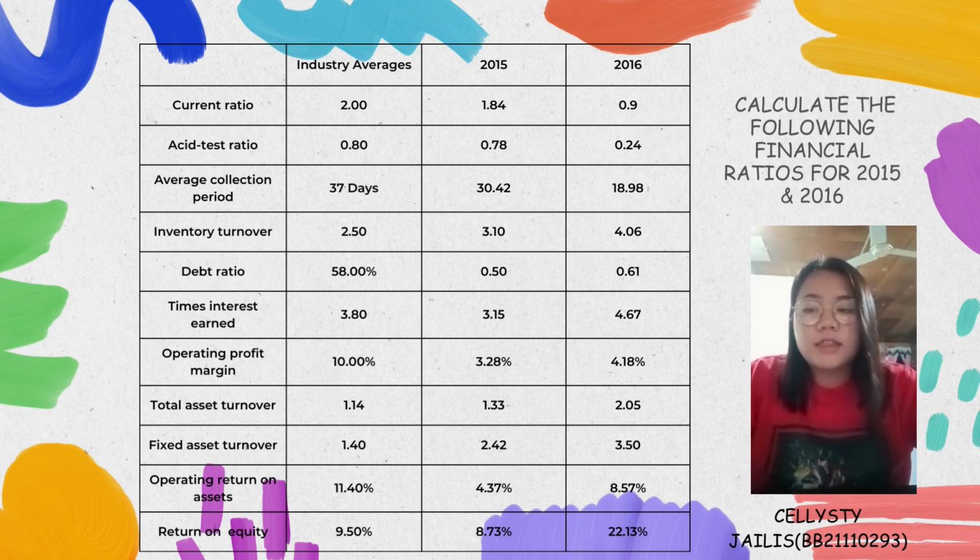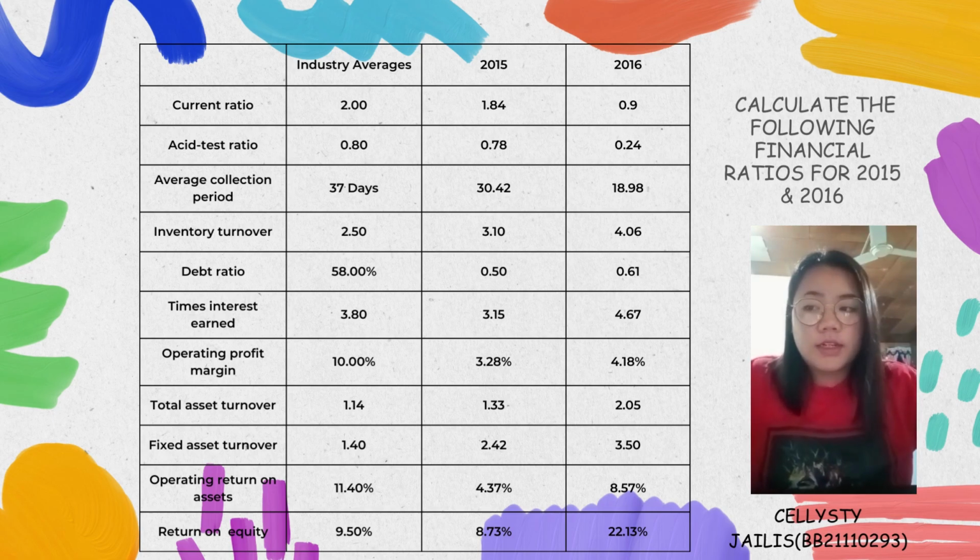Next, the acid test ratio, where the formula is current assets minus inventory, divided by current liabilities. So for 2015, 63,125 minus 36,250, divided by 34,375, and we got the answer 0.78. The same goes for 2016 and we got the answer 0.24.